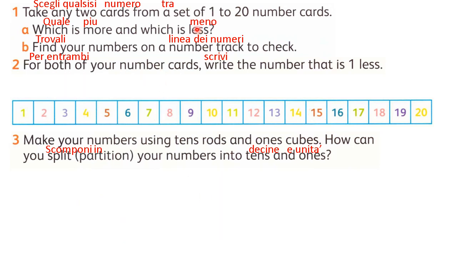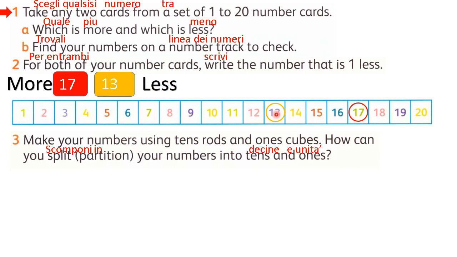Let's take a look at one more example. Any 2 number cards, 1 to 20, I'll choose 17 and 13. On my number track, 17 is here, 13 is here, so 17 is more and 13 is less. Then find 1 less. 1 less than 17 is 16, 1 less than 13 is 12.